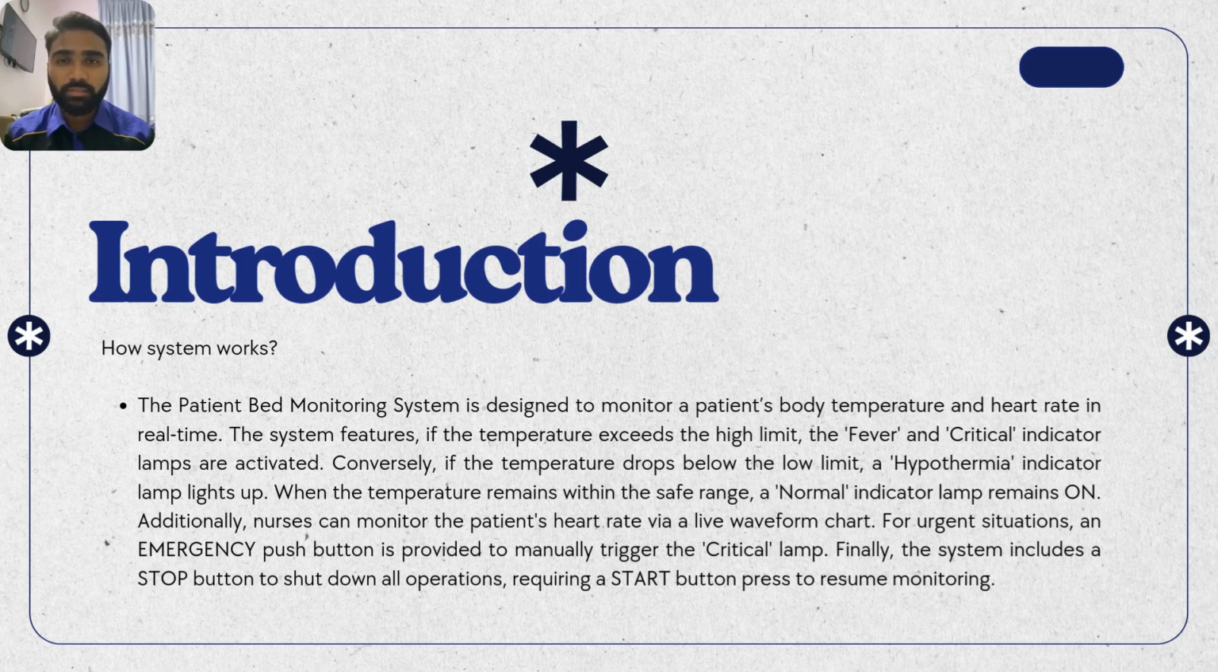This system monitors the patient's body temperature and heart rate continuously. If the temperature goes above the high limit, the fever and critical indicator lamps will turn on. If the temperature goes below the low limit, the hypothermia light will light up. When the temperature is within the safe range, the normal lamp remains on.